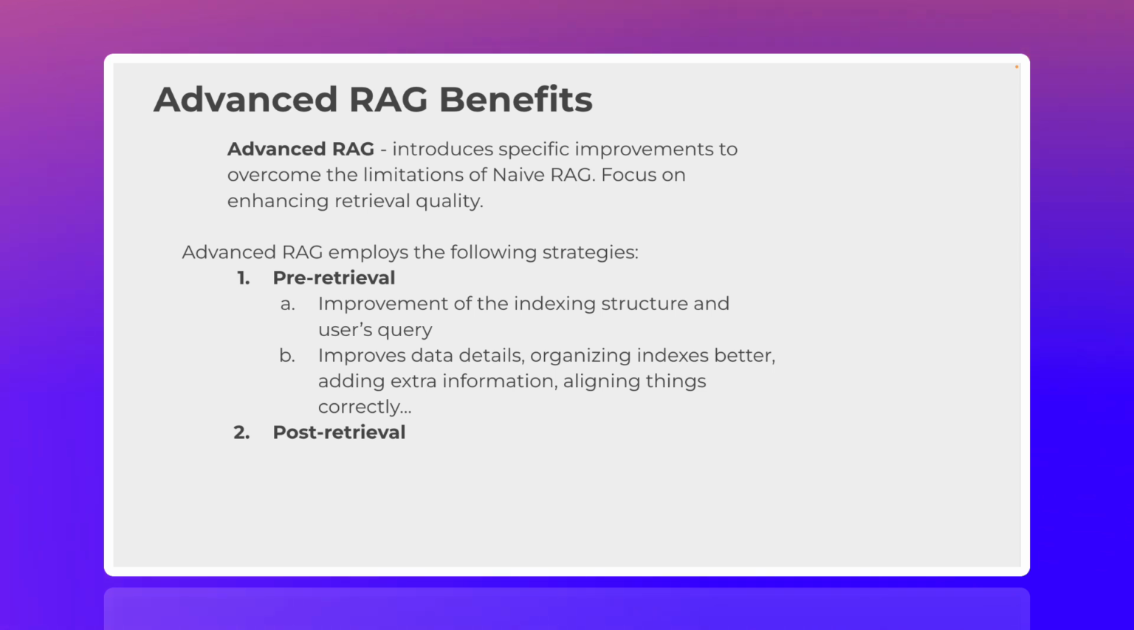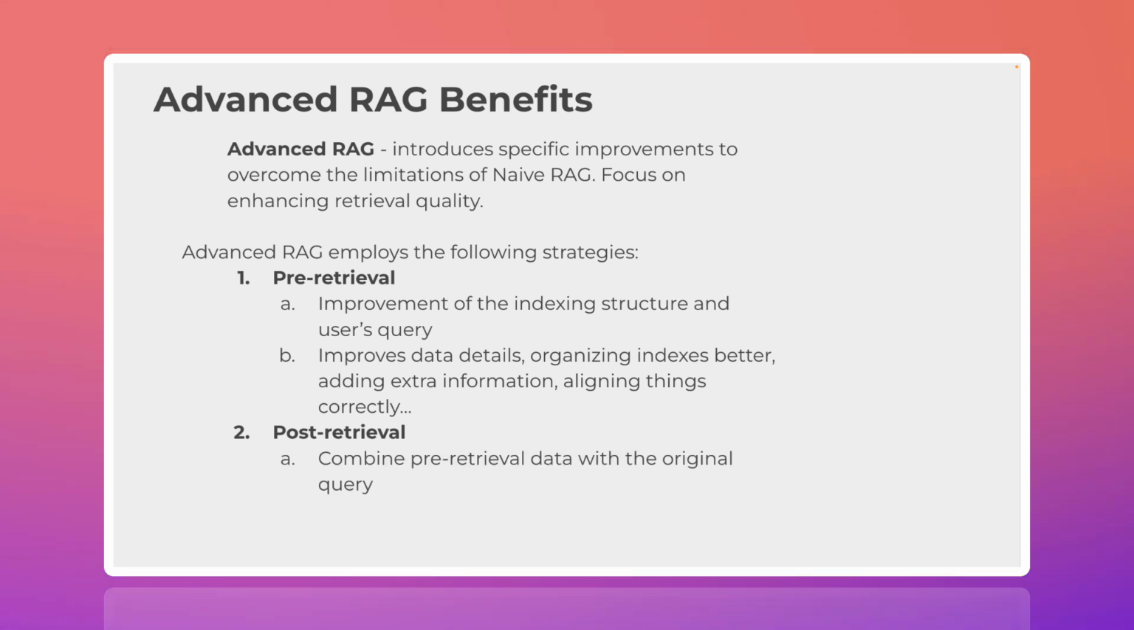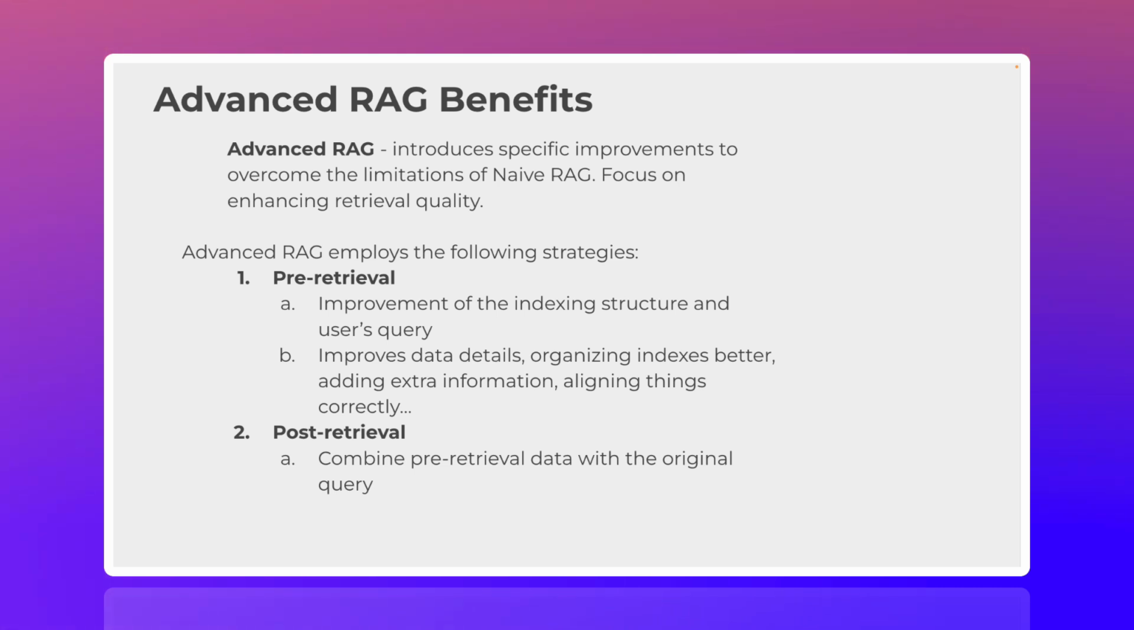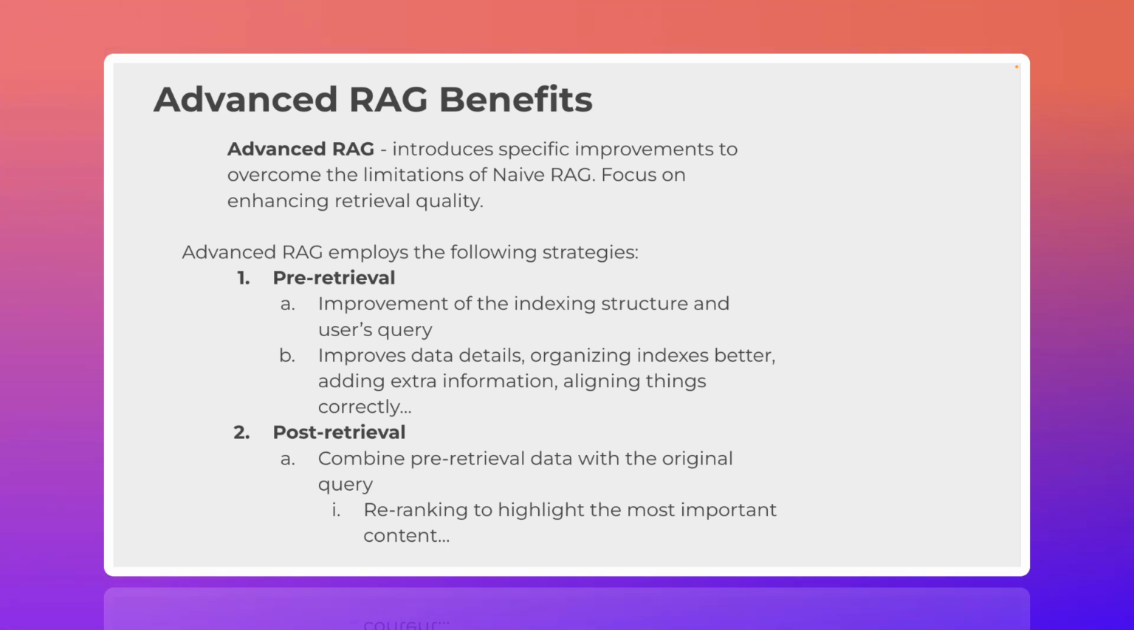And then we have the second part, which is the post-retrieval. At this stage, we are combining the data that we got from the pre-retrieval stage with the original query. So we're combining all of that to finalize this augmentation part of the RAG. In this case, we could be re-ranking to highlight the most important content, or doing other techniques to enhance our retrieval processes.